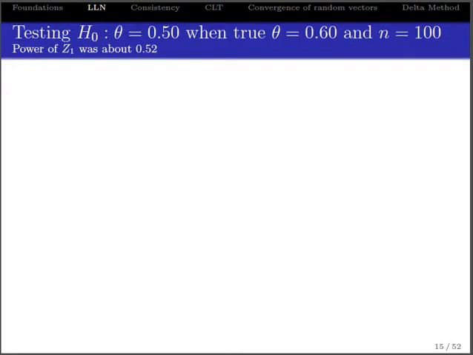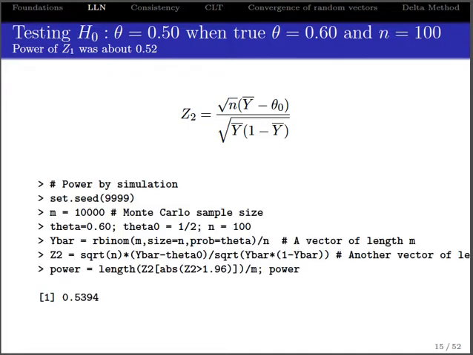Just as an example, testing the null hypothesis that theta equals 0.5 when the true theta was 0.6 and n equals 100. The power of Z1 we found was about 0.52, and Z2 has this formula. So in order to get the power, I first set the seed on the random number generator.